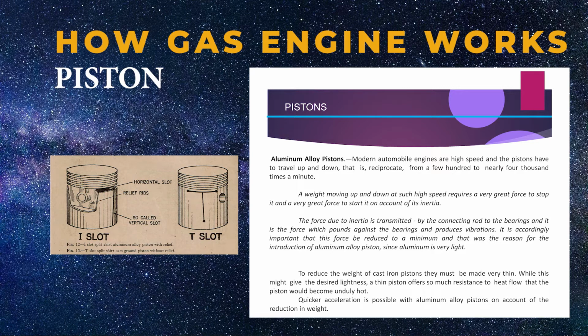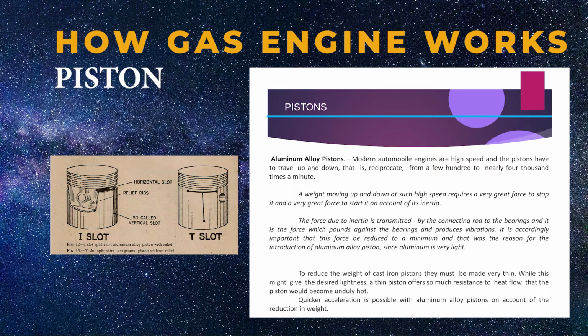The force due to inertia is transmitted by the connecting rod to the bearings, and it is the force which pounds against the bearings and produces vibrations. It is accordingly important that this force be reduced to a minimum, and that was the reason for the introduction of aluminum alloy pistons, since aluminum is very light.